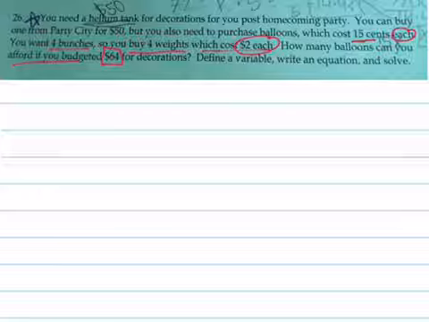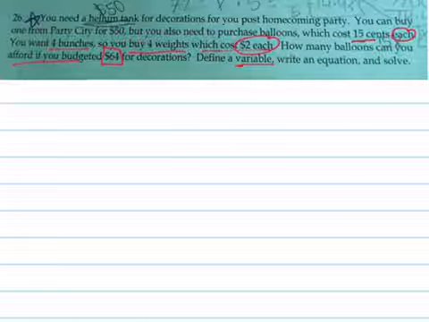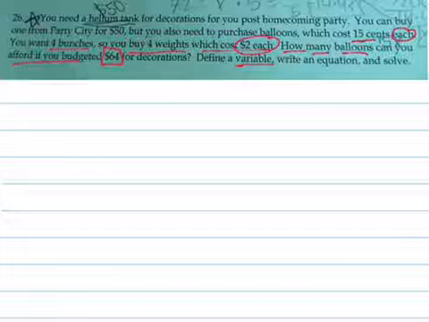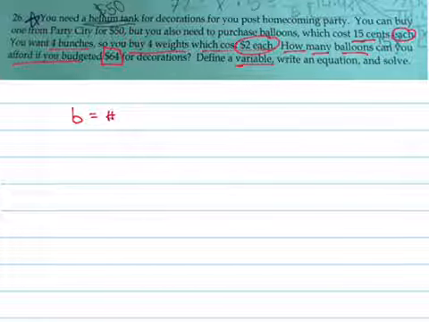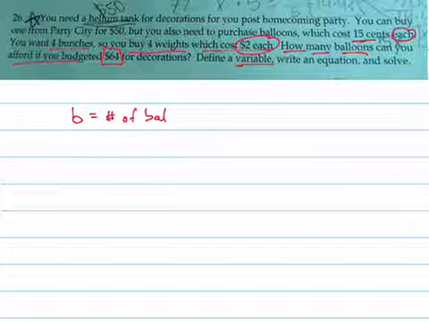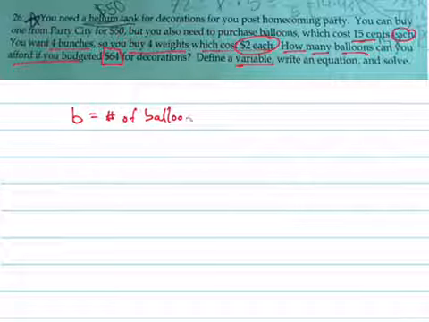So we're going to have to define a variable. Let's look at what they're asking. How many balloons? So let's make our variable b. b equals the number of balloons. Got it? That's naming the variable.